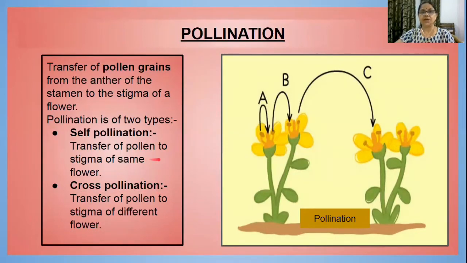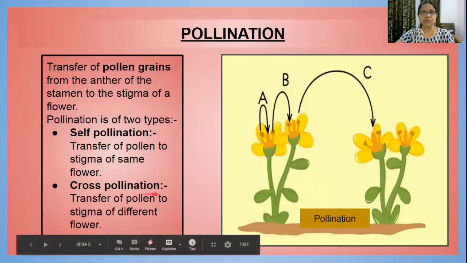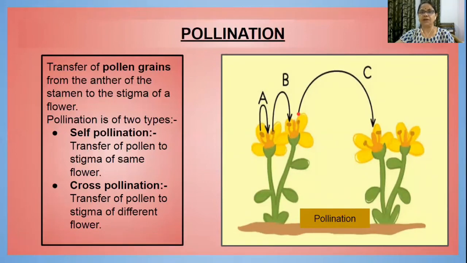Self-pollination means transfer of pollen to the stigma of the same flower, or transfer of pollen to the stigma of another flower of the same plant, while cross-pollination means transfer of pollen to the stigma of different plants' flowers. So here you can see A and B is self-pollination, C is cross-pollination.